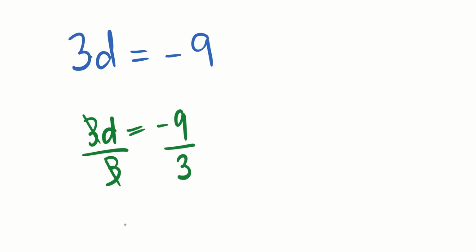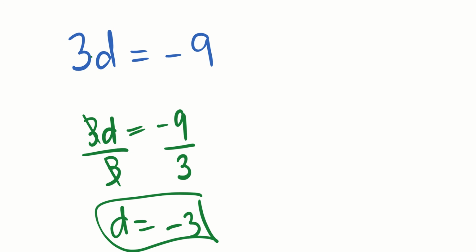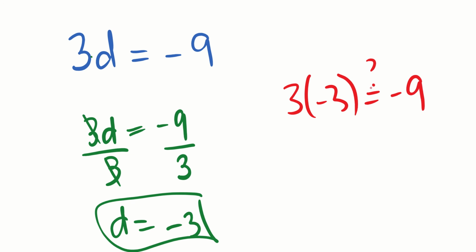3 divided by 3 is 1. So I get d equals negative 3. To check, I can plug in my answer. 3 times negative 3. Does that equal negative 9? Yep, negative 9 equals negative 9, so I did it correctly.